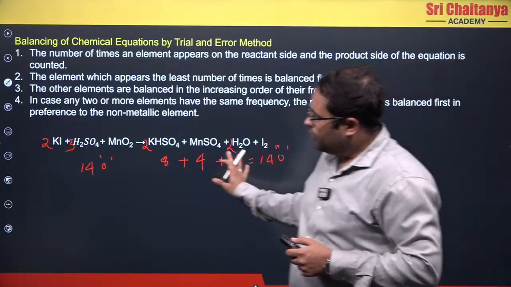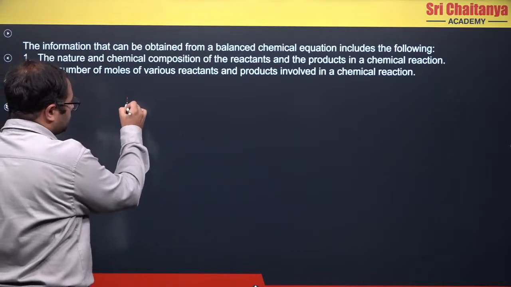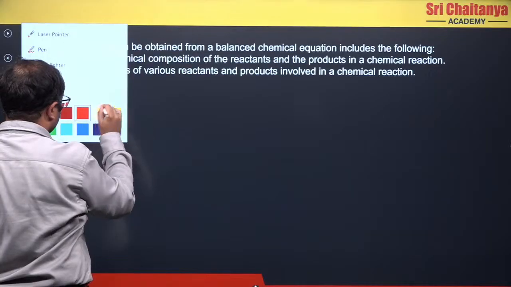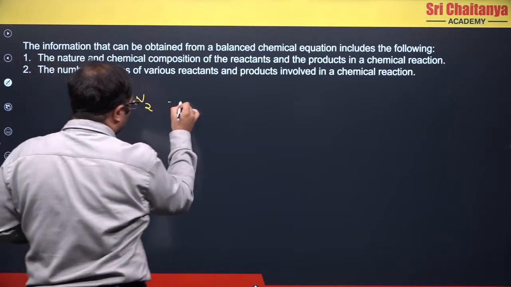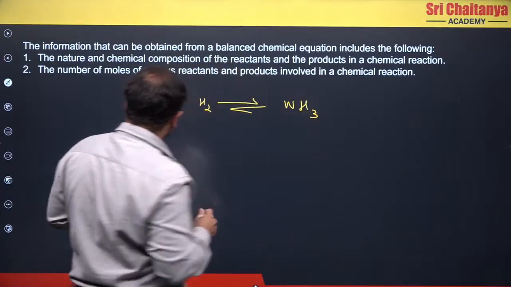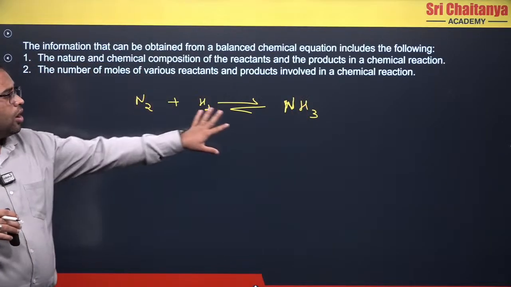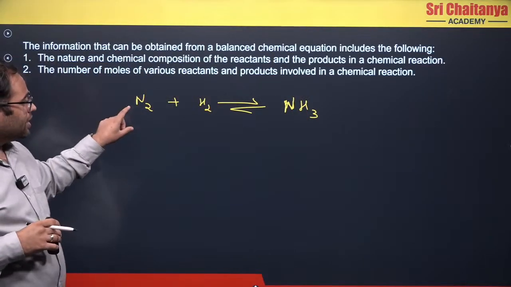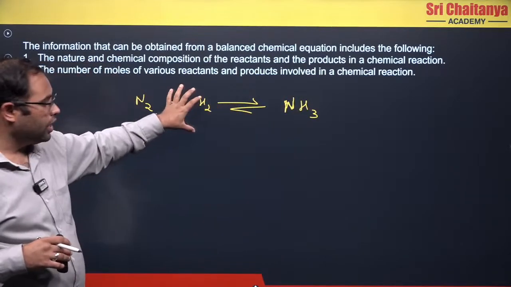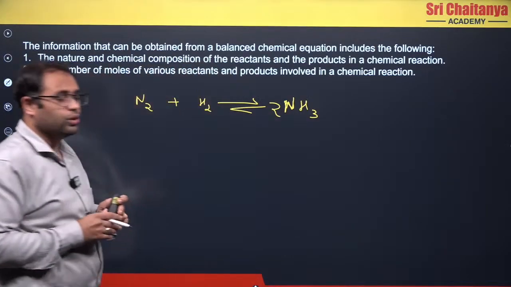Now, let me take one more equation. So let us take this equation. N2 plus H2 gives NH3, right? So in this case, how will you balance this? See, there are two nitrogens here, one nitrogen here, three hydrogens here, two hydrogens here. So obviously you will balance nitrogen first. As you balance nitrogen, you'll put two here, two nitrogens done.